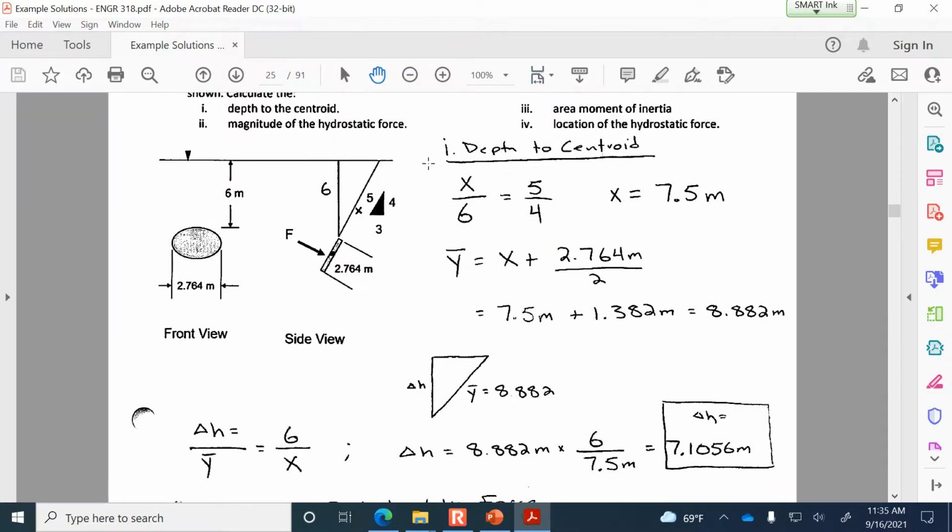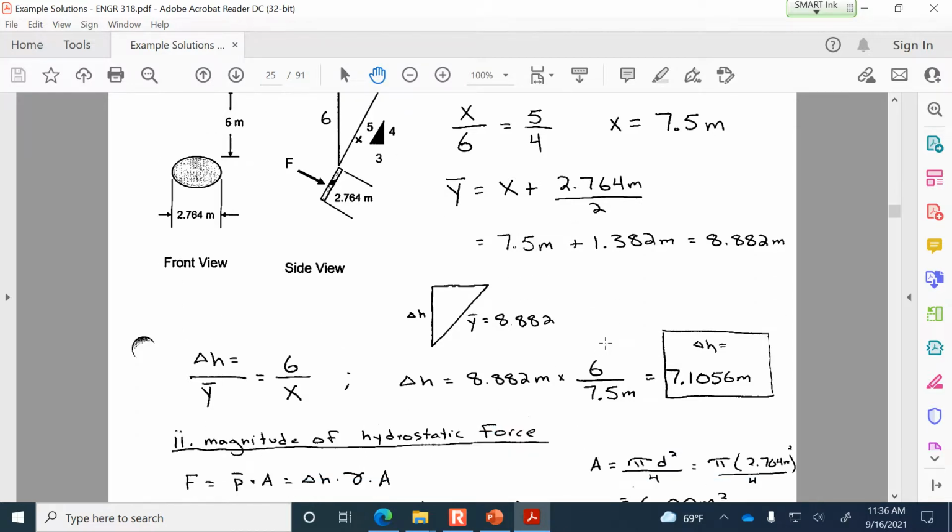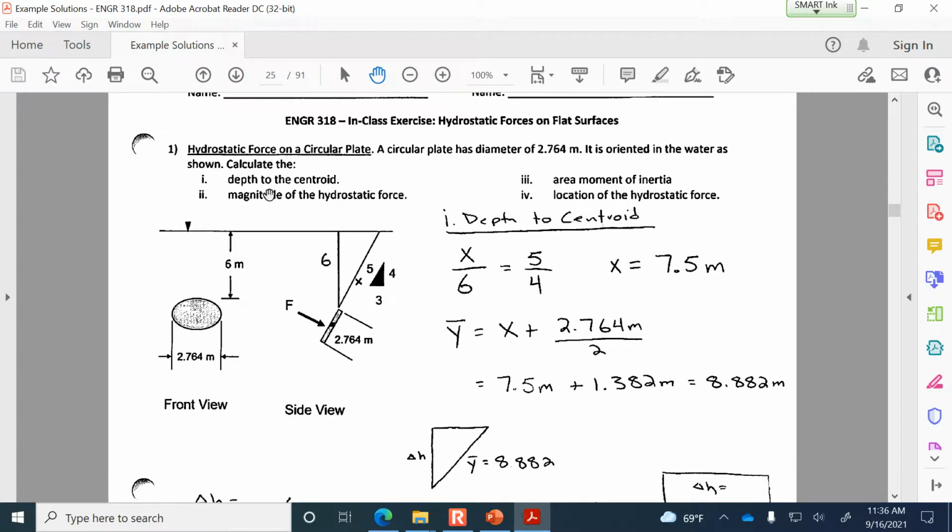And you could have gone the other way. I know some people did and were successful with that, where they found delta h first. They said it's going to be 6 for delta h plus half of whatever the vertical component of the distance to the centroid is. The distance to the centroid along the inclined path is 2.764 divided by 2. That's the inclined distance, but we want the vertical component of it. Some people used that approach to find delta h, and then once delta h was determined, found y bar. So that is part 1, depth of the centroid.